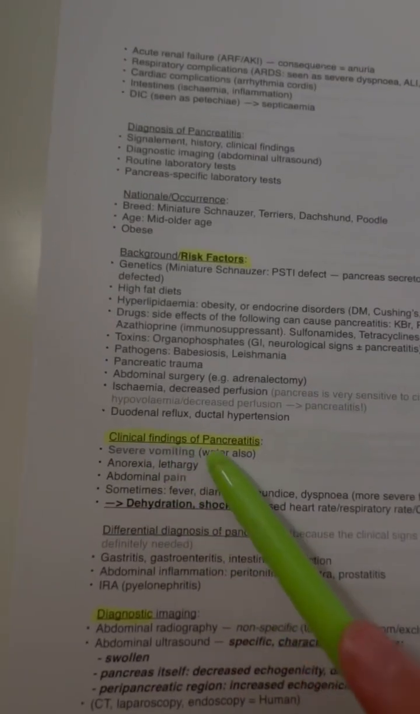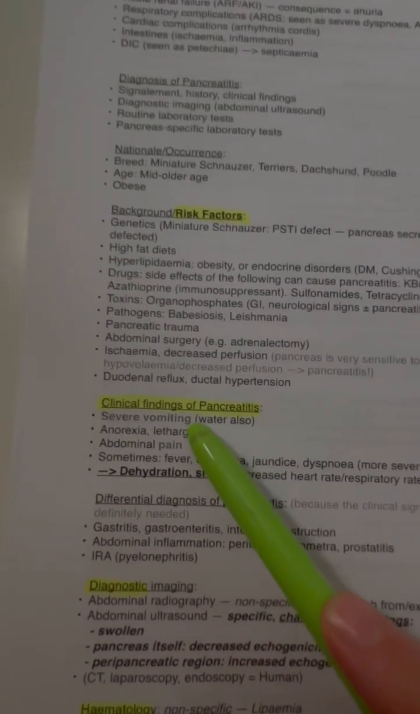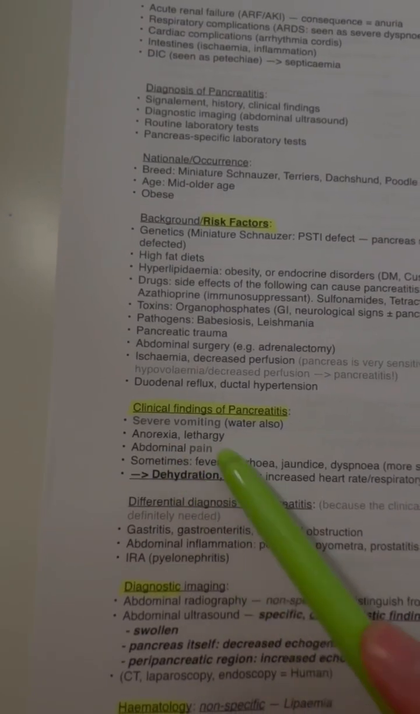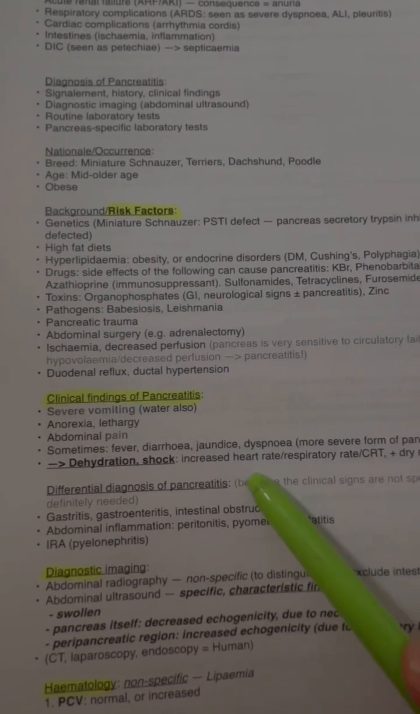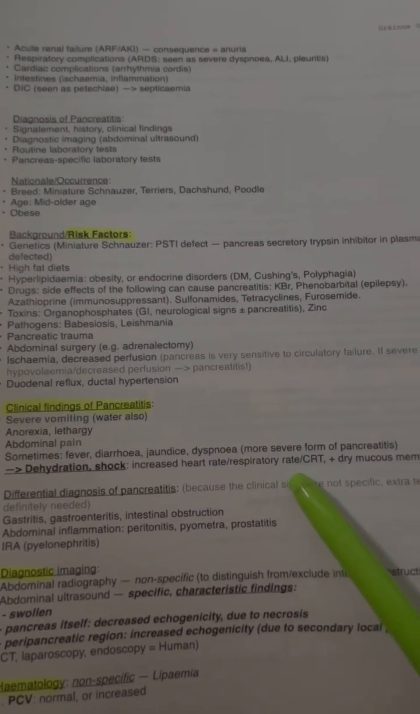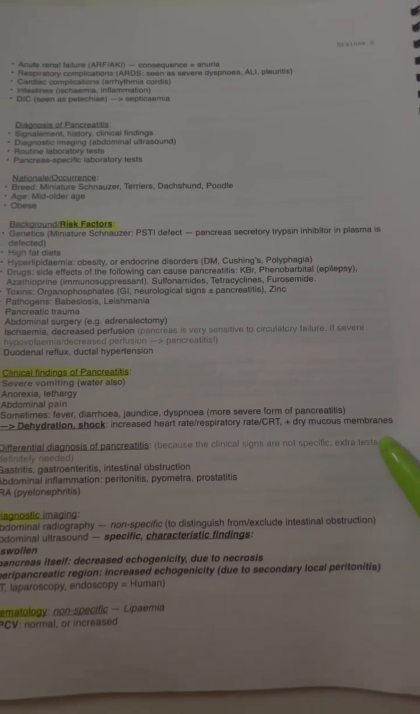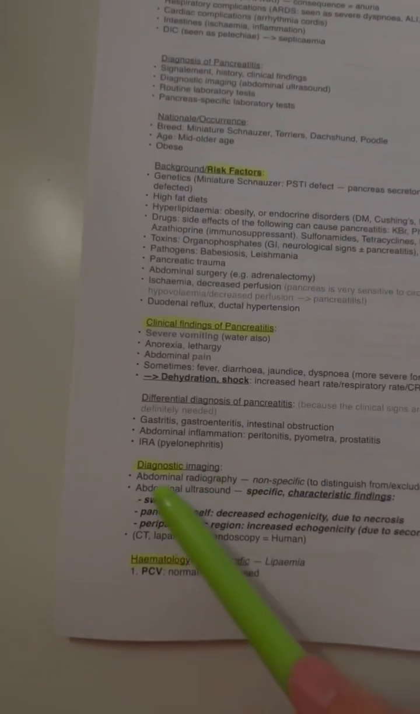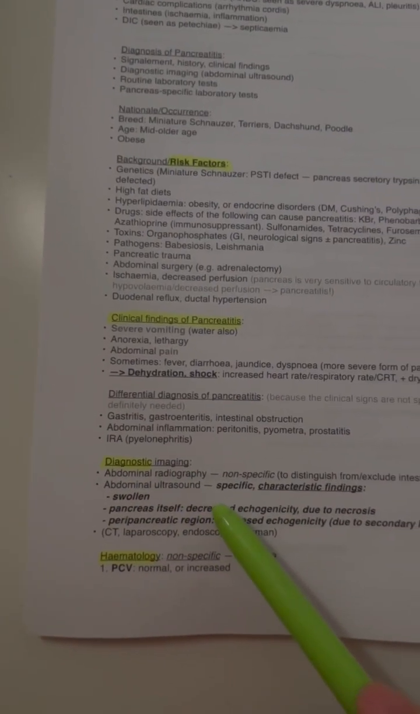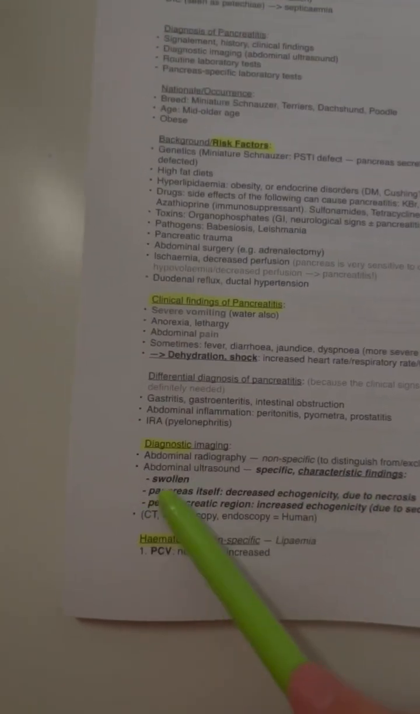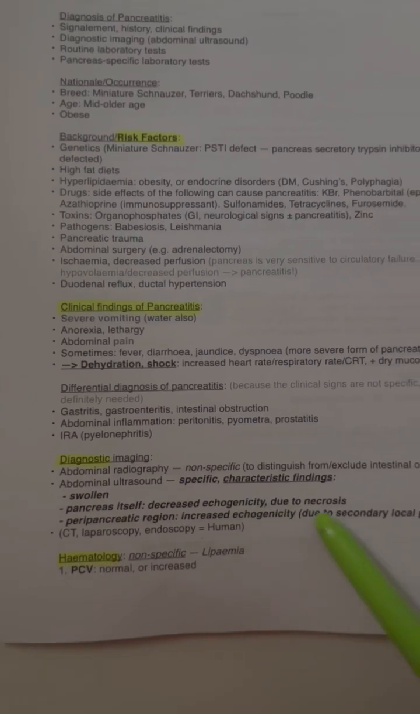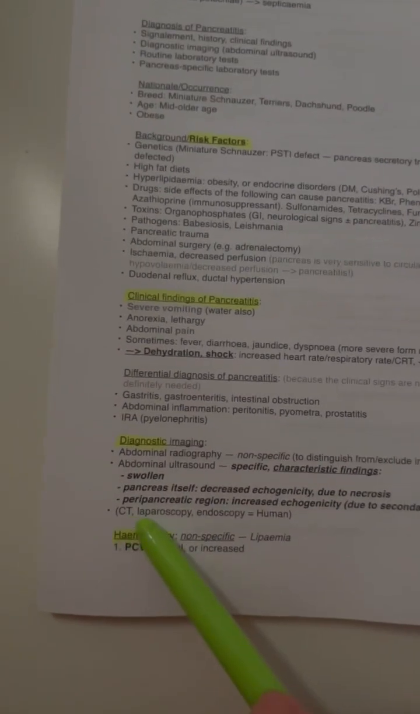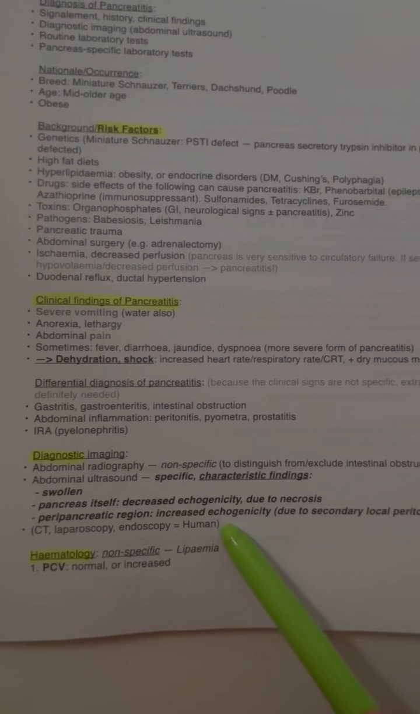The clinical findings of pancreatitis are severe vomiting, anorexia, lethargy, and abdominal pain. There can also be dehydration and shock. You can see an increased heart rate and respiratory rate, and capillary refill time and dry mucous membranes. When doing diagnostic imaging, you do an abdominal ultrasound and you can see specific characteristic findings. It can be swollen. The pancreas itself can have decreased echogenicity due to necrosis, or the peripancreatic region can have increased echogenicity due to secondary local peritonitis.